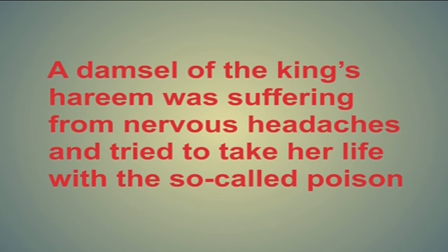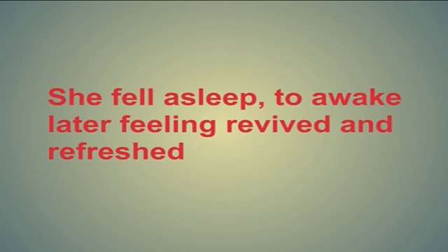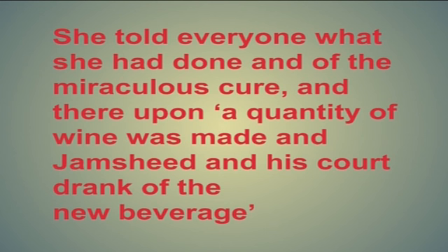A damsel of the king's harem was suffering from nervous headaches and tried to take her life with the so-called poison. She fell asleep, to awake later feeling revived and refreshed. She told everyone what she had done and of the miraculous cure. And thereupon a quantity of wine was made, and Jamshid and his court drank of the new beverage.